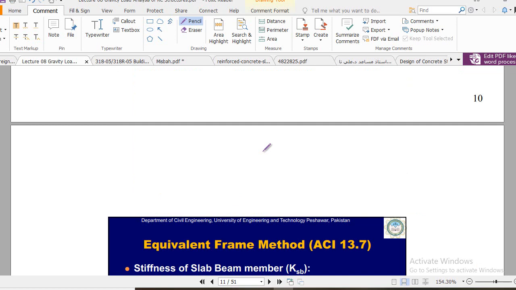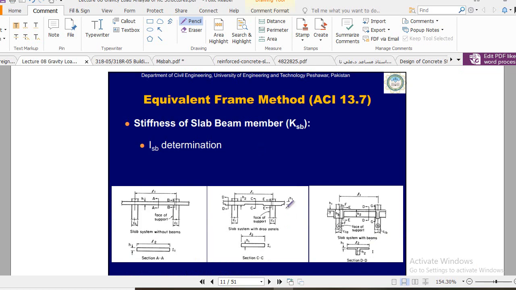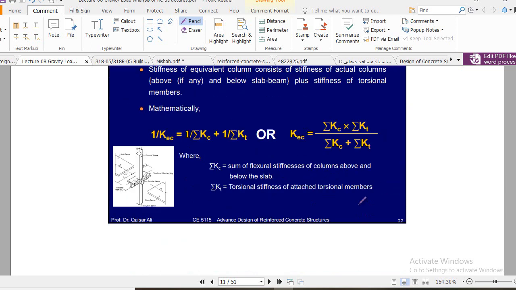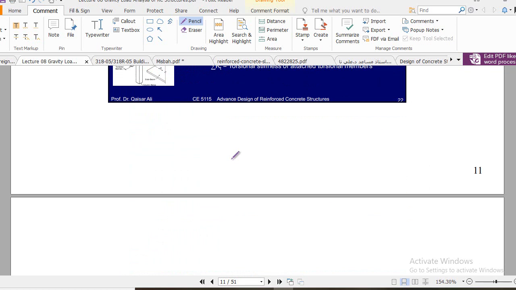Similarly, these are the concepts. For Isb determination, I already explained this: if you are going to calculate Isb in a beamless slab system, this will be your section. If you have a drop panel, then this will be your section. If you have a beam, you will use a T-beam section. Clear? And you also see the concept of this equivalent column.